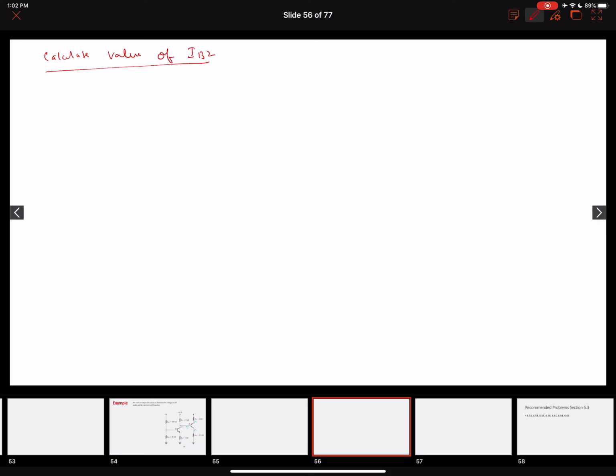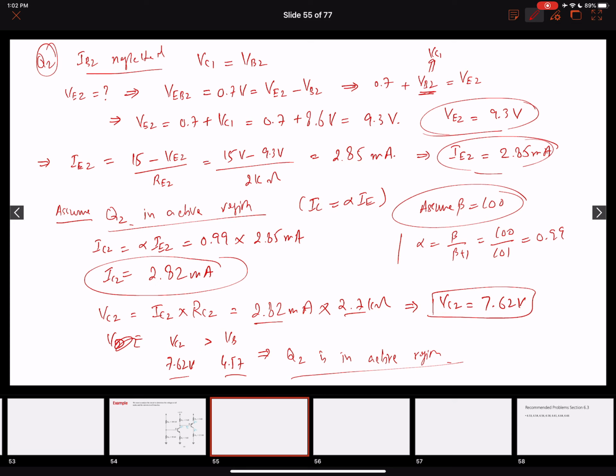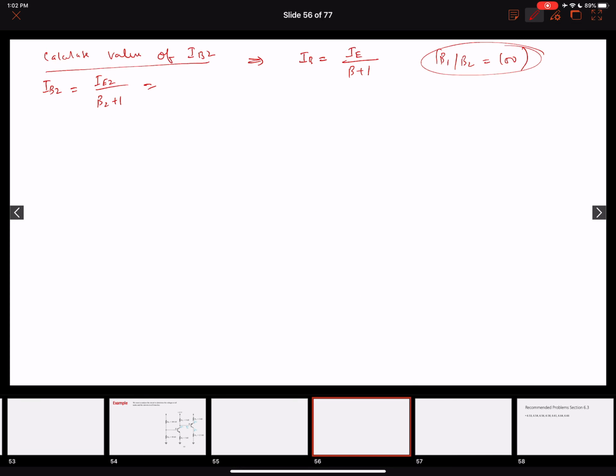Okay, so in order to calculate the value of IB2, we can use this equation, IB equals IE over beta plus 1. We have seen this equation before. So again, IB2 equals IE2 over beta2 plus 1. Again, we are assuming beta1 and beta2 both to be 100. The value of IE2 from the last is 2.85 milliamperes. So you have 2.85 milliamperes divided by 101. The answer comes out to be 0.028 milliamperes.